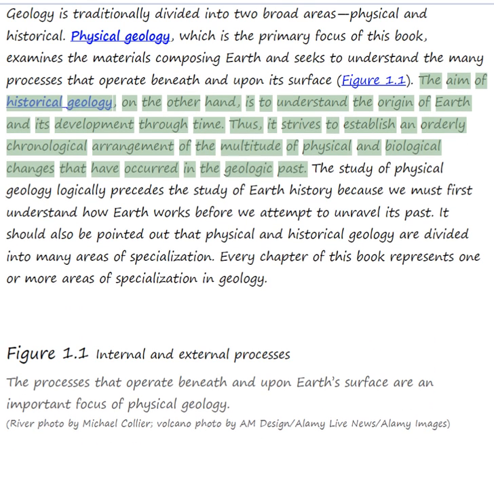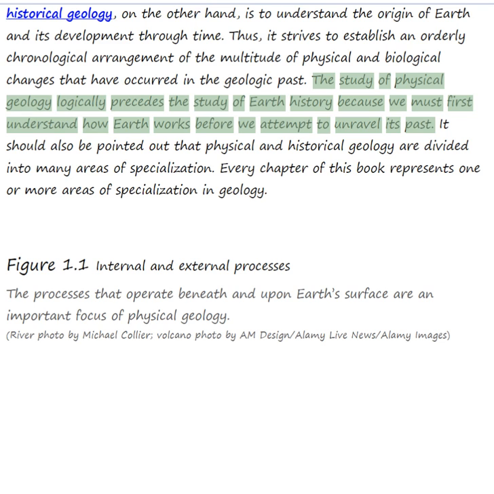The aim of historical geology, on the other hand, is to understand the origin of Earth and its development through time. Thus, it strives to establish an orderly chronological arrangement of the multitude of physical and biological changes that have occurred in the geologic past. The study of physical geology logically precedes the study of Earth history because we must first understand how Earth works before we attempt to unravel its past.